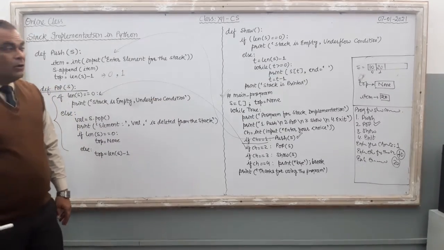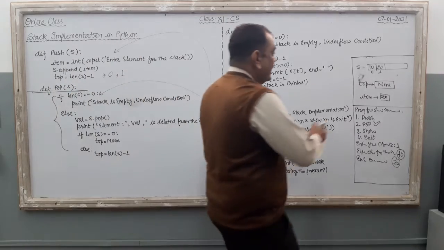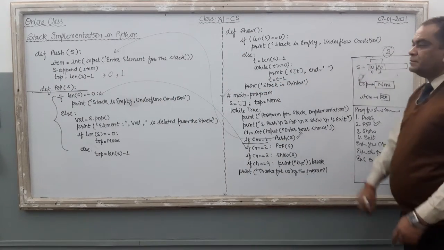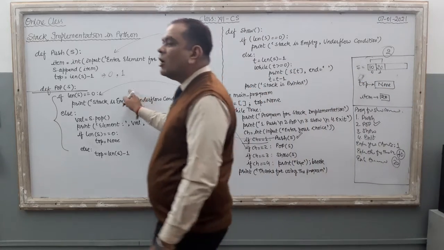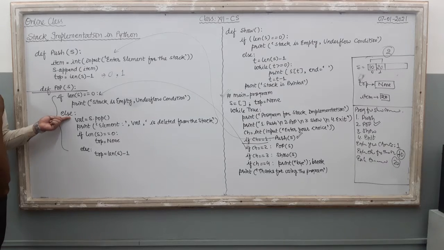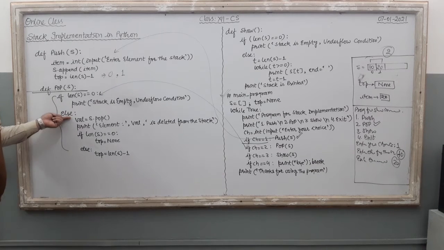But right now, what is the length of s? Here, 2 elements are there in the stack. The length of s is 2. So if is not applicable here, the computer will shift towards the else block. Right? The value of len s is 2. If is false, the computer enters inside the else block here. Now just see what is there.